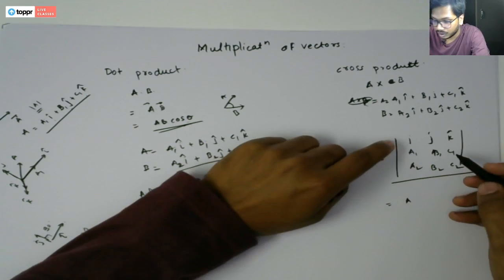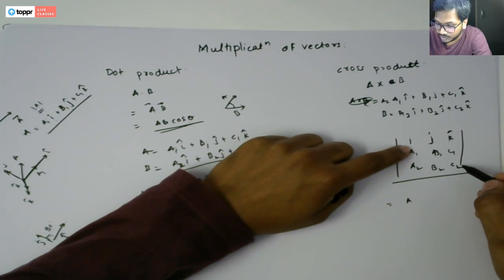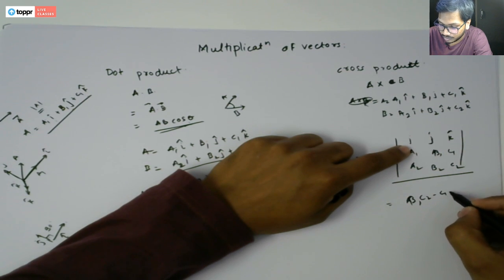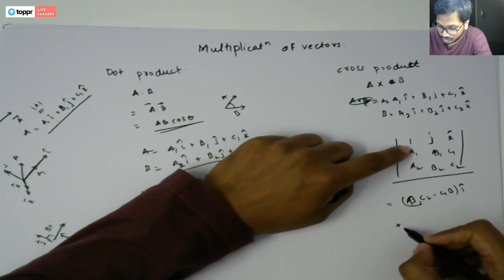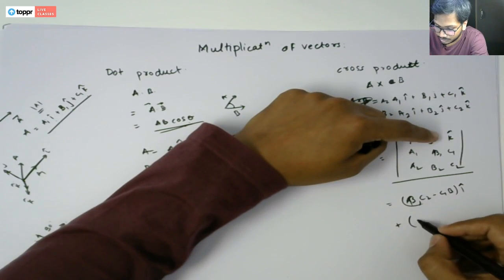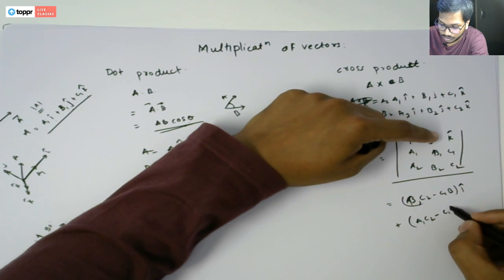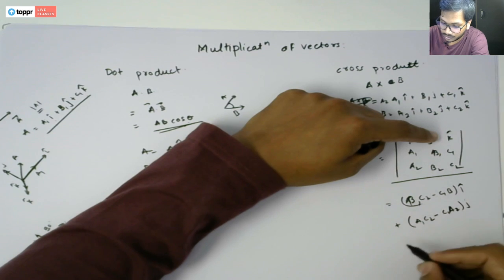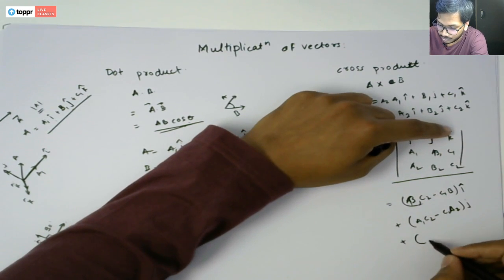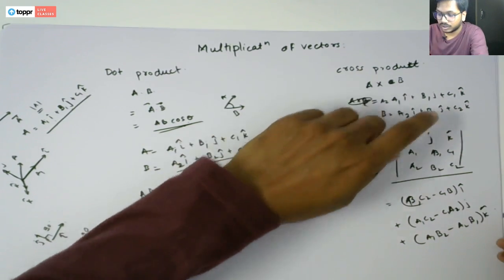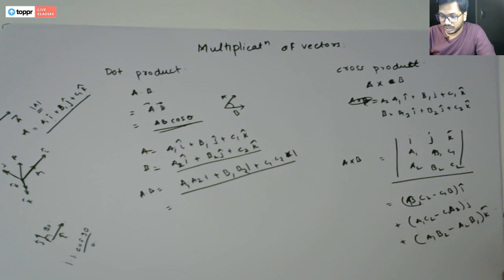Now how do we solve this? b1 c2 minus c1 b2 i cap, plus a1 c2 minus c1 a2 j cap, plus a1 b2 minus a2 b1 k cap. So this would give us a vector, and that is what we want.